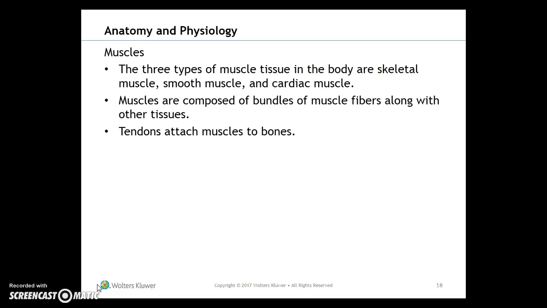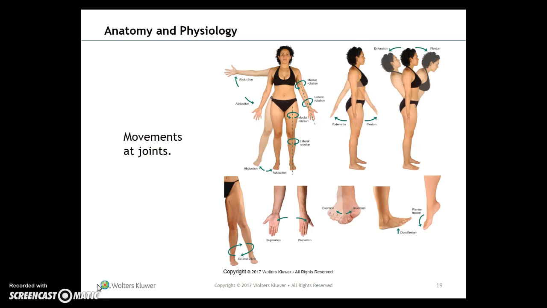And we know that there are 3 types of muscle tissue in the body: the skeletal muscle, smooth muscle, and cardiac muscle. And muscles are composed of bundles of muscle fibers along with other tissues, and tendons attach muscles to the bones. Here we can see some movement of the joints, and you can see the abduction and adduction, and visualize how the movements of the joints occur.